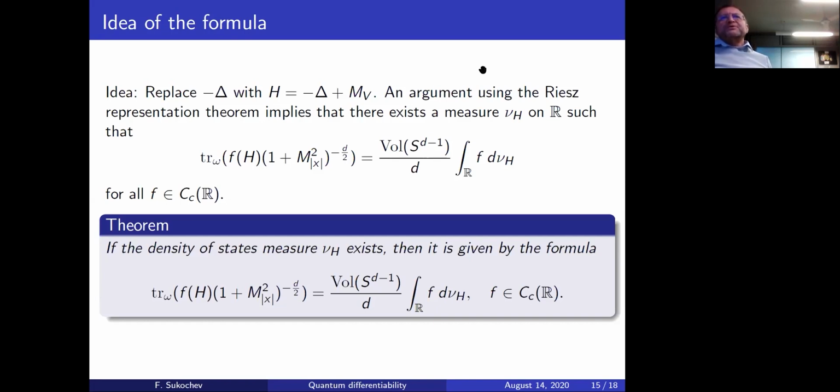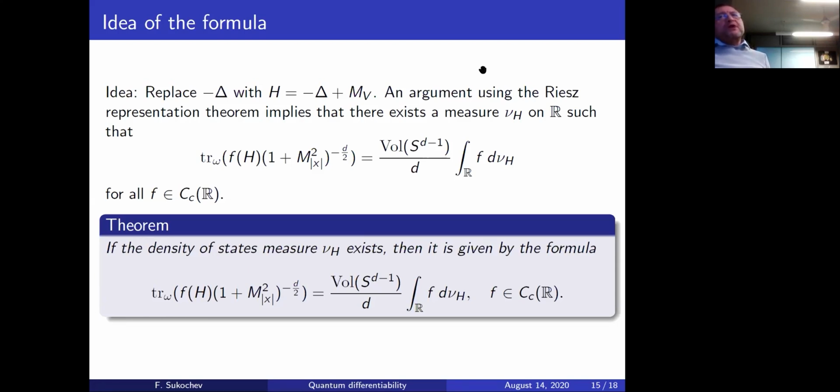So the main result sounds as follows. If the density of states measure nu of h exists, then it is given by the formula where on the left-hand side you see this trace omega. It's still a singular functional of f of h. But have a look here. Why do I say that we use the Riesz representation theorem? f is now an arbitrary function. On the left-hand side, you have a continuous functional. Yes, it's given through this singular trace omega, but it's still a continuous functional. And therefore, I can actually say that by the Riesz representation theorem, it gives me the measure.